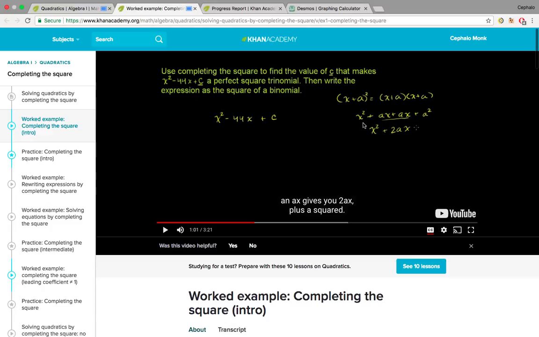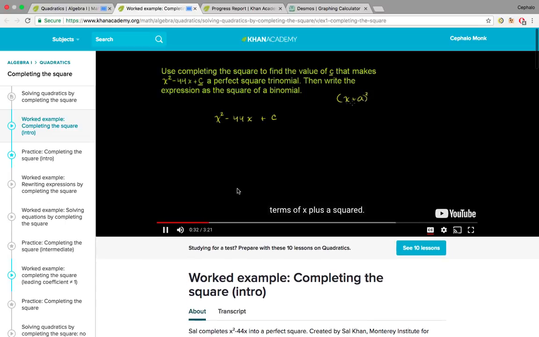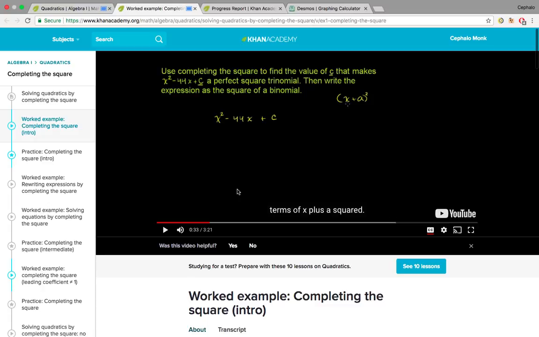So let's back it up. I don't want his prompting other than, okay, well, x plus a squared. There. So let's see if we can derive it now. We want something that looks like x plus a squared.